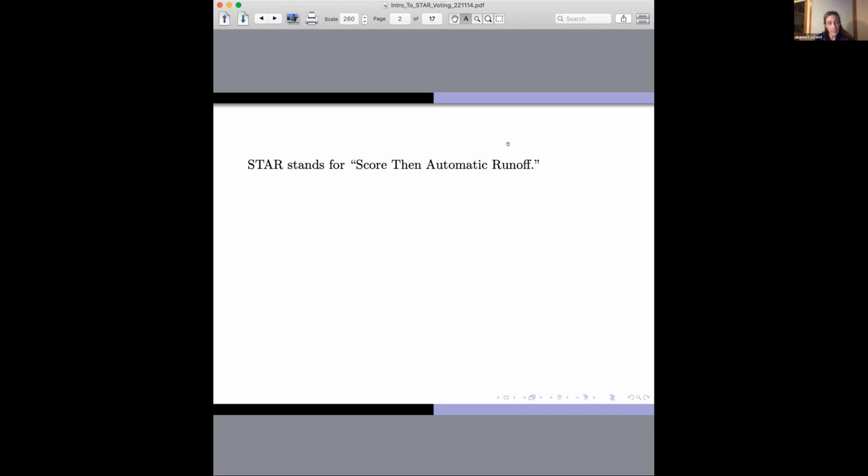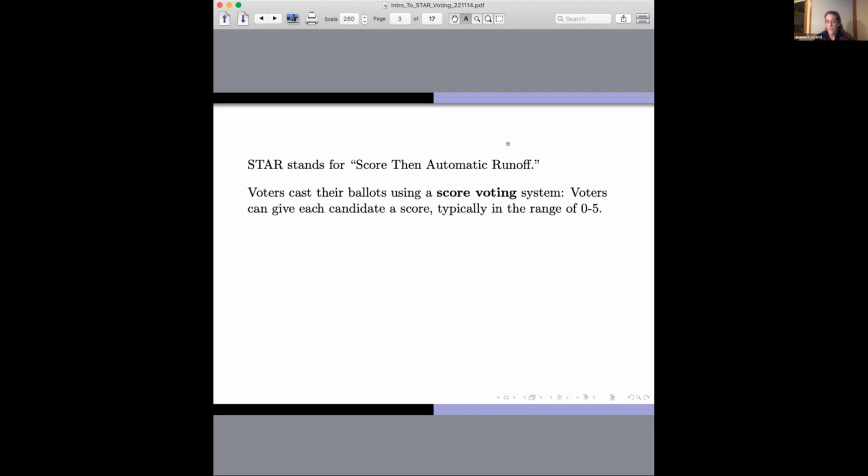STAR is interesting because it's a combination of both things. There are two steps. In the first step, voters give each candidate a score. Qualitatively, this is very much like approval voting. The big difference is that usually there's a wider range of scores besides just 0 and 1. Typically, you can rate each candidate from 0 to 5. Think about rating products on Amazon, where you give every product some number of stars. So you can give every candidate a rating from 0 to 5 stars, and that's how you cast your ballot.